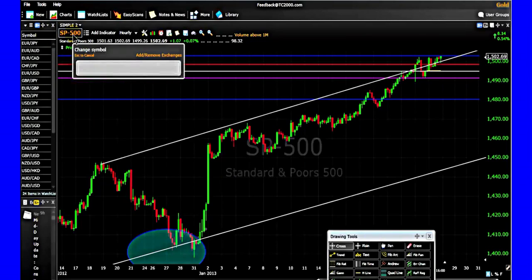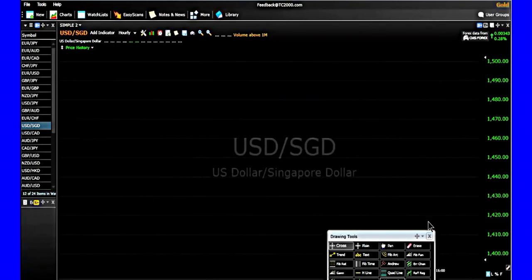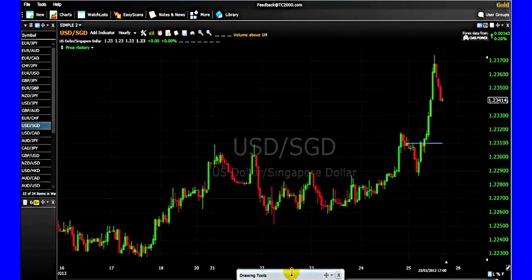Okay. Next candidate is the US dollar Singapore dollar currency pair. This is a currency pair that I like to trade, and I will show you what's happening here. This week I sent to just two traders a message that there is a possibility of a bullish cycle beginning with this currency pair.